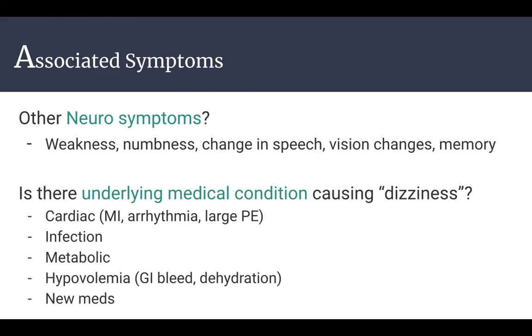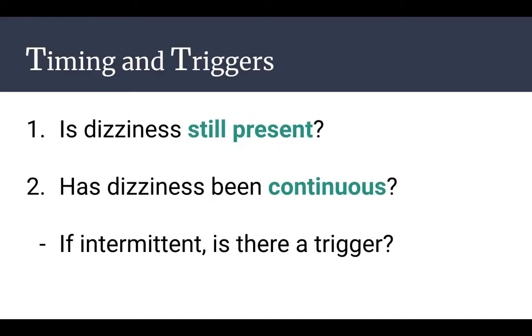As we mentioned before, about half the patients presenting with dizziness or lightheadedness have something else going on, whether that be a large pulmonary embolism. Do they have an arrhythmia that may be transient or persistent? Do they have some sort of underlying infection like a UTI, or a metabolic derangement that's causing their symptoms? Are they hypovolemic? Maybe they have an upper GI bleed that is causing them to have symptomatic anemia. Maybe they're dehydrated. Or maybe they were started on some new medications that might be causing their symptoms.